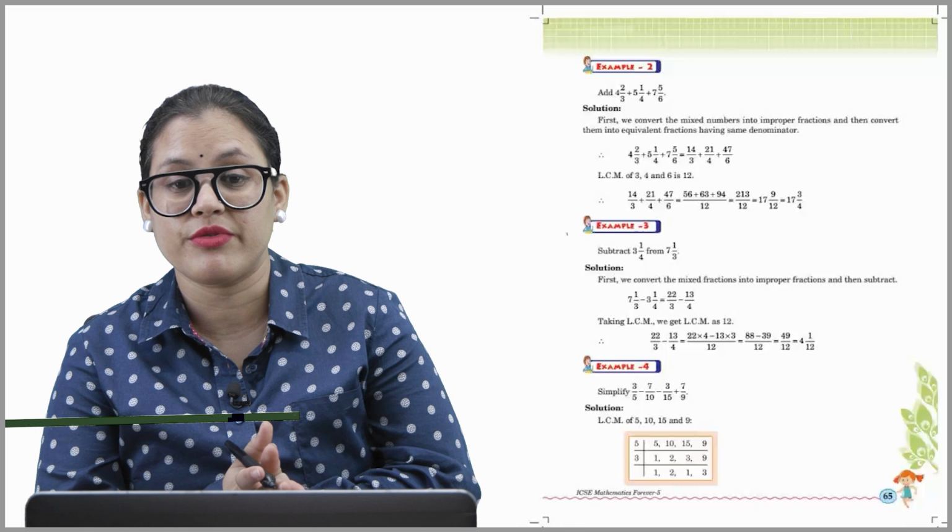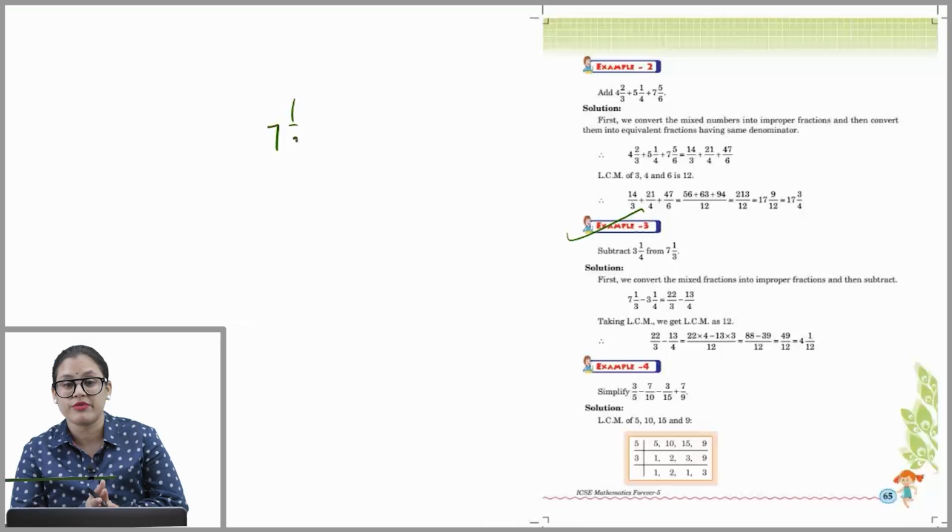Similarly, you will subtract also. You have to subtract 3 1/4 from 7 1/3. Okay, 7 1/3 minus 3 1/4. First convert into improper fractions. 7 threes are 21 plus 1, 22/3, minus 3 fours are 12 plus 1, 13/4. Now let's take the LCM.